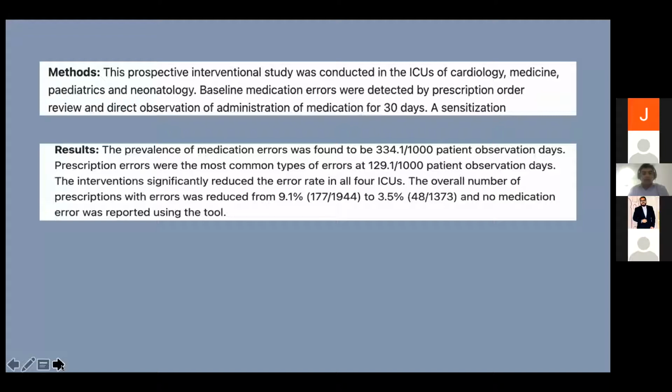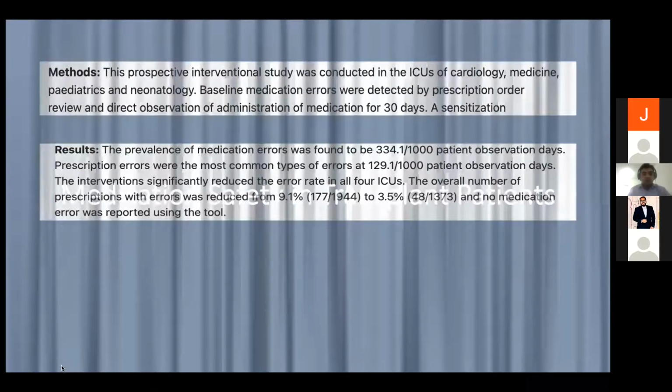So prescription errors were the commonest type of errors, followed by administration errors. Once they were in the intervention group, the overall number of prescriptions with errors was reduced from 9.1% to 3.5%, and there was no medication error reporting using that tool.